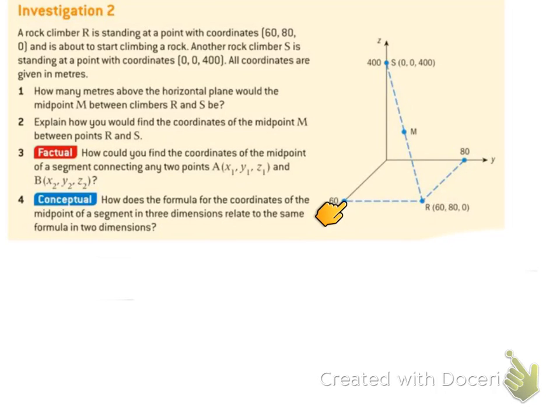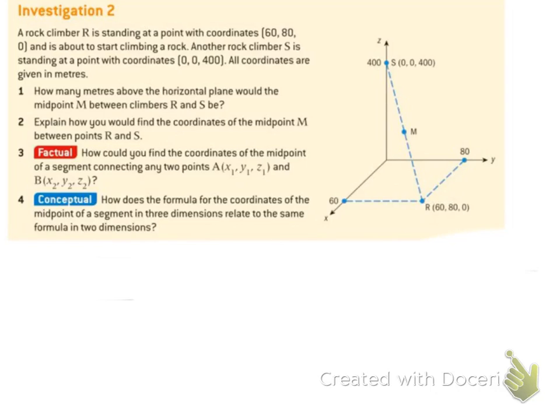This is coordinates, so we can say it's in meters. We are 60 meters out, and then we're also 60 meters over in the y direction, positive, by 0 height. Whereas this guy's not going anywhere but straight up 400 meters. The question it's asking is how many meters above the ground is this height?